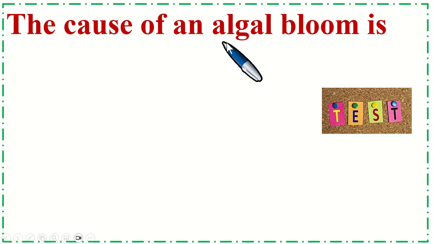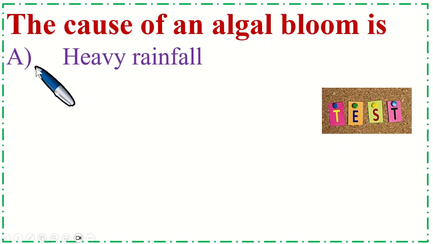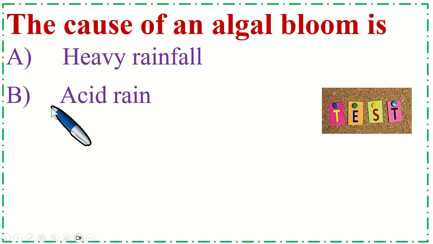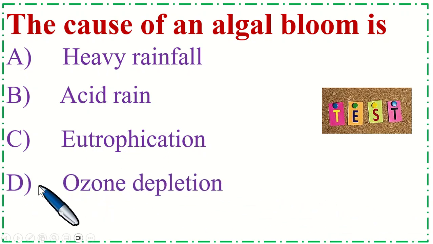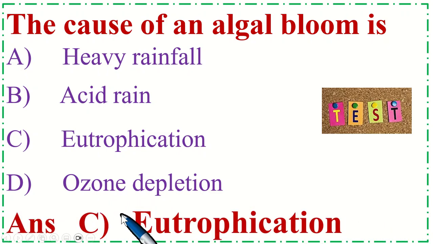The cause of an algal bloom is option A heavy rainfall, B acid rain, C eutrophication, and option D ozone depletion. So the correct option is C eutrophication.